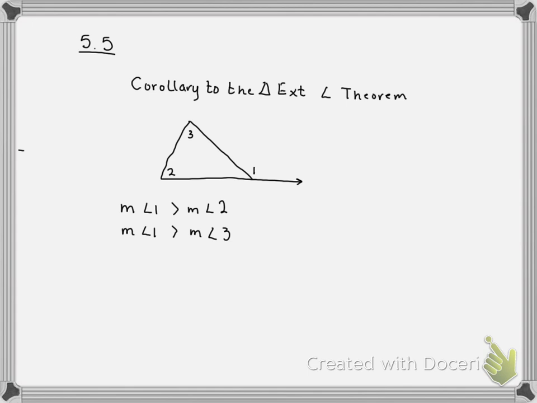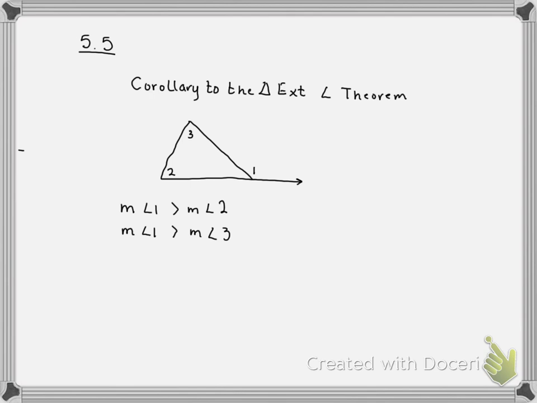Okay, so the first thing that we're going to be studying is a corollary to the triangle exterior angle theorem. Now that corollary says on page 290, the measure of an exterior angle of a triangle is greater than the measure of each of its remote interior angles. If you recall from the triangle exterior angle theorem, it said that the exterior angle is equal to the sum of its remote interiors.